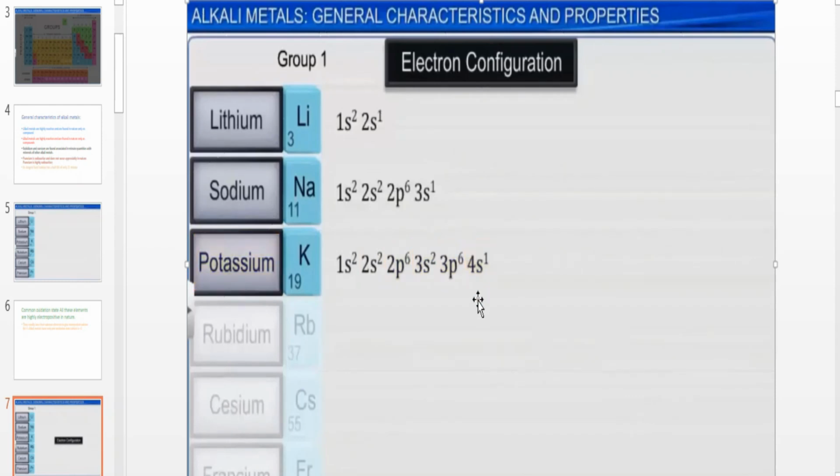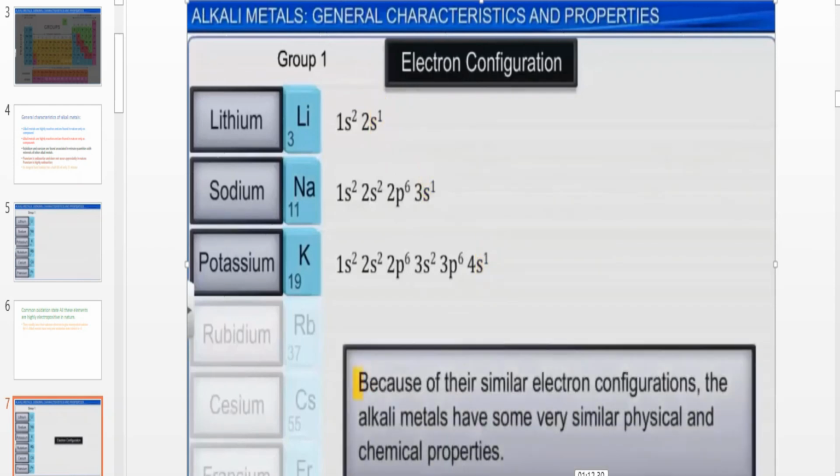In all these, you could see the s1 as the outermost orbital. See, s1 is the outermost orbital. That is why this group is also called the s1 block element. What is the other name of alkali metal? s1 block element. Why is it called so? Because it has only one s electron in its outermost valence shell. That's why it is called an s1 block metal.